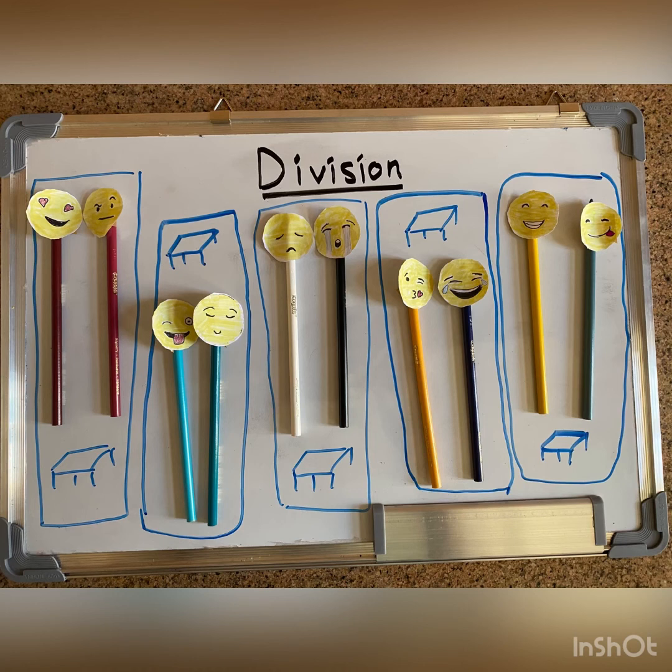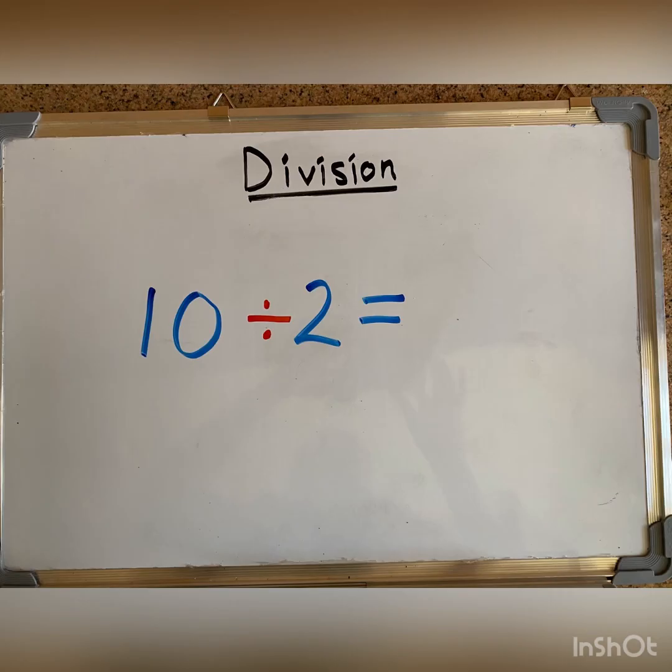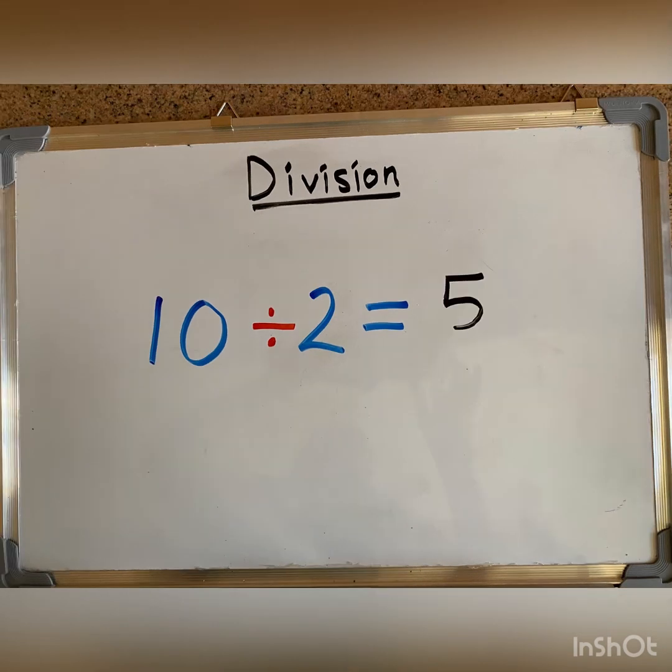Let's count the tables that we need to seat them. 1, 2, 3, 4, 5. 5 tables. Now we're going to write this into a division equation. We have 10 people. We divided them into groups where each group has 2 people. How many tables do we need for them? 5 tables. Good job. You are amazing.